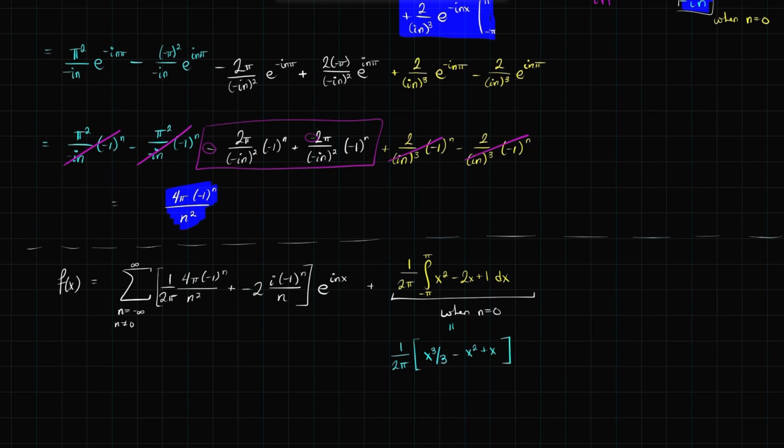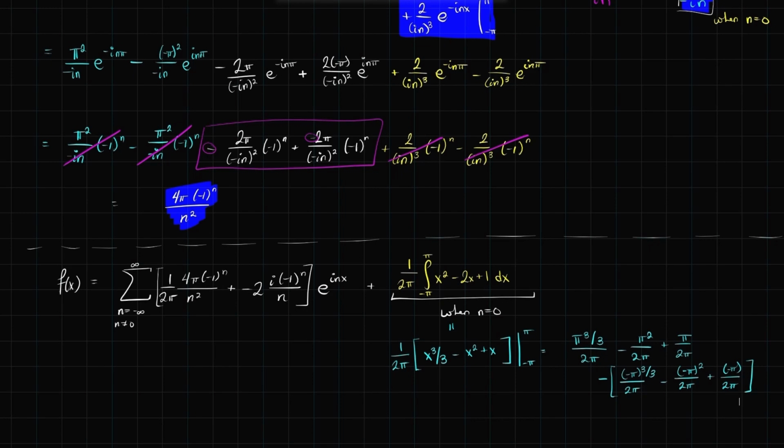minus x squared plus x, evaluated at the bounds minus pi to pi, and we end up with pi cubed over 3 over 2 pi, minus pi squared over 2 pi, plus pi over 2 pi, and then we subtract evaluating at the lower bound, which will be negative pi cubed over 3 over 2 pi, and then minus negative pi squared over 2 pi, and finally plus negative pi over 2 pi.